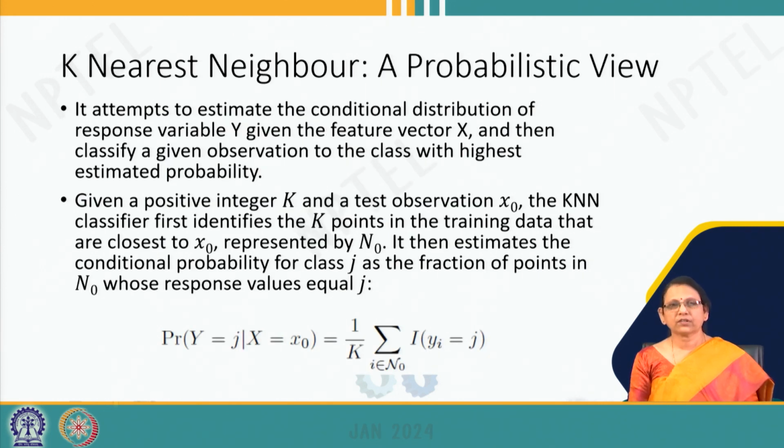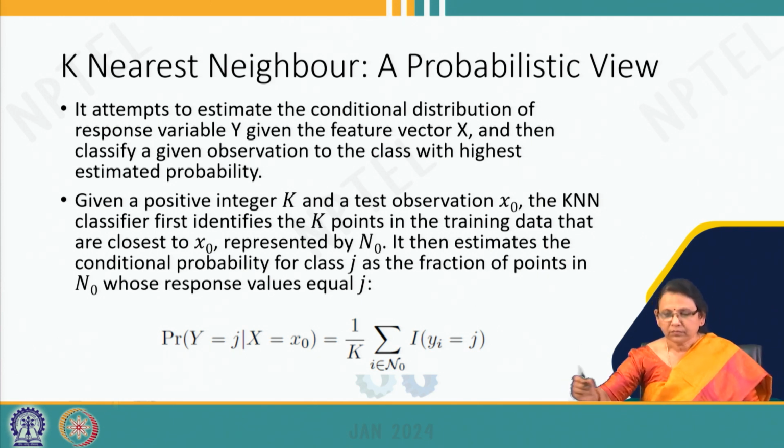Now let us have a probabilistic view of what I have told just now. It attempts to estimate the conditional distribution of the response variable y given the feature vector x, then classify a given observation to the class with the higher estimated probability. So, given a positive integer k and a test observation x0, the kNN classifier first identifies the k points in the training data set that are closest to x0.